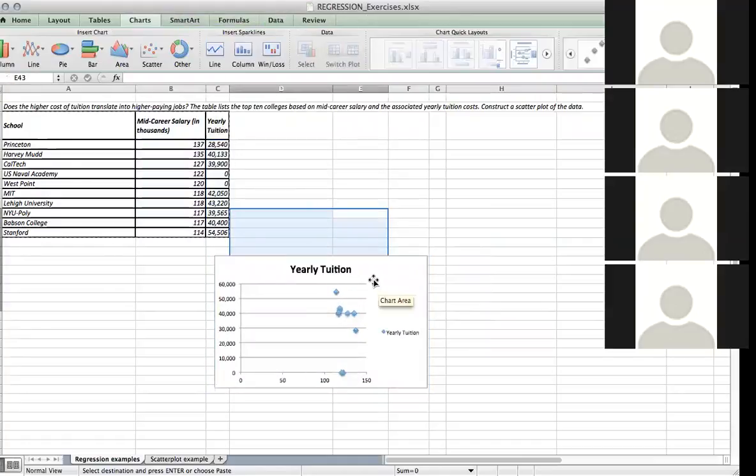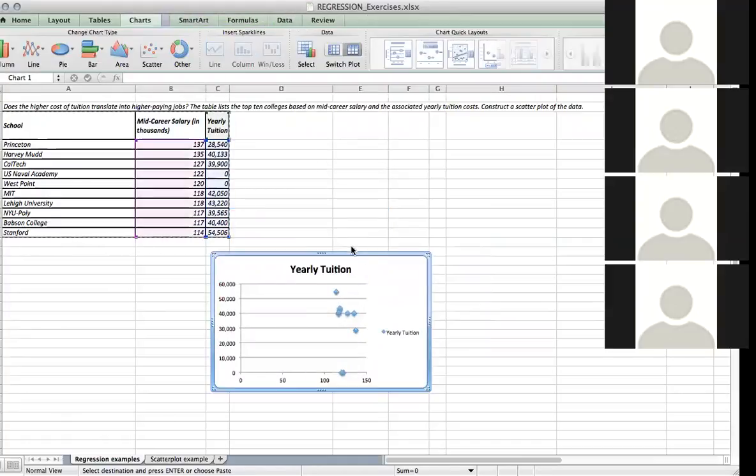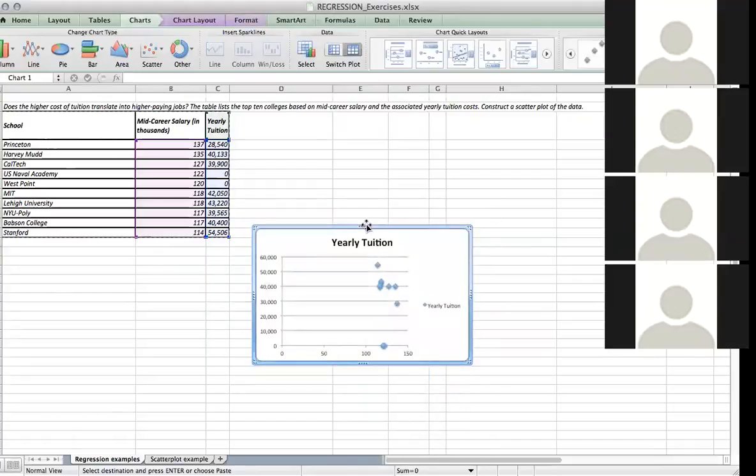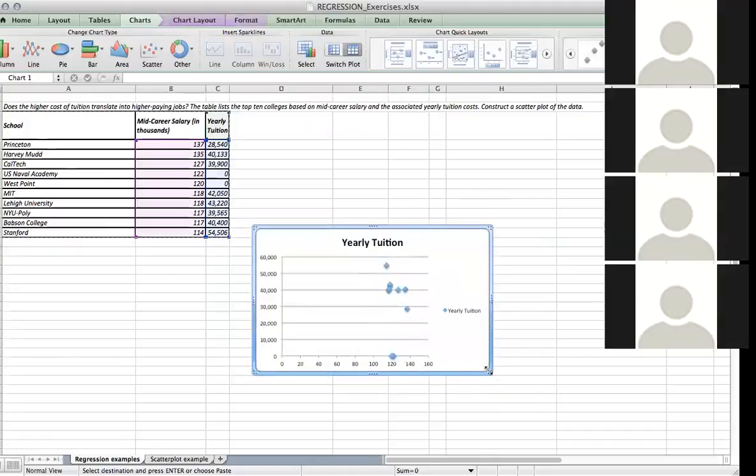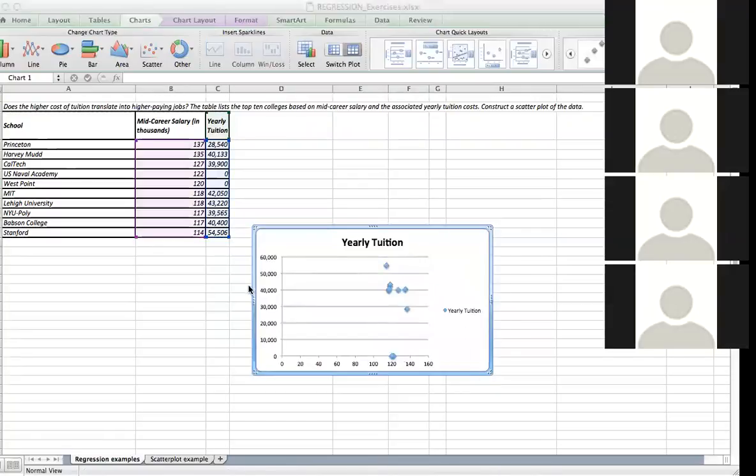So let me ask you this. What do you think? Are we going to have a problem here? Is this a linear relationship or not? What do you guys think? Not a linear relationship. So that's going to be question number 2 on our spreadsheet. Is this scatter plot a linear function or not?